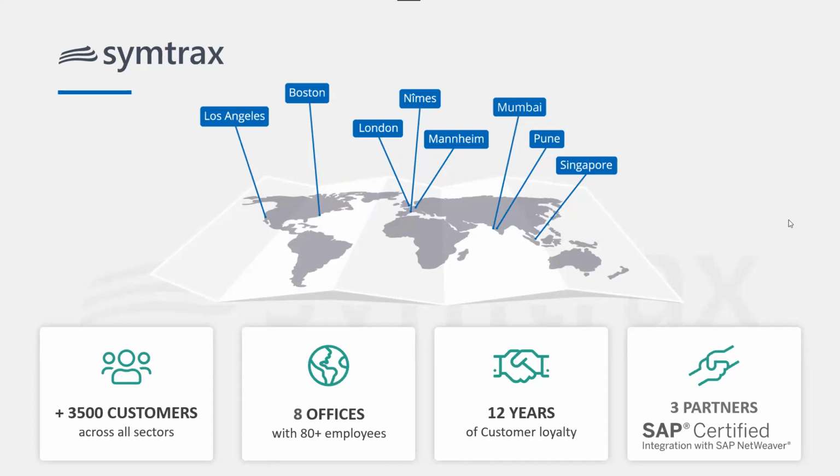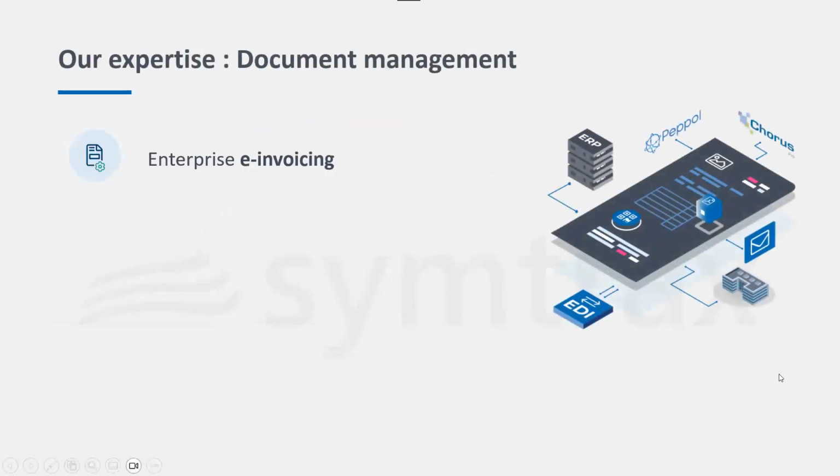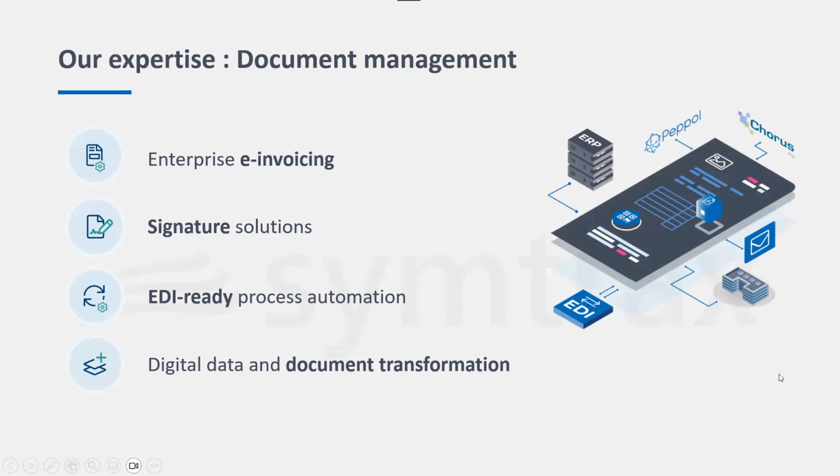I'd like to explain a little bit about our expertise, which centers around document management. First off, we offer a digital business platform that seamlessly connects with your existing systems, whether on-premise, cloud, or SaaS-based. We have 4 categories we specialize in. Enterprise e-invoicing: we automate e-invoicing with secure integration in multiple countries while remaining compliant. Then the signature solutions: we customize and automate digital and electronic signature workflows for your entire enterprise. Then we have EDI-ready process automation: you can experience secure data exchanges between trading partners with API. And then digital data and document transformation, where you can enhance and automate your business processes.